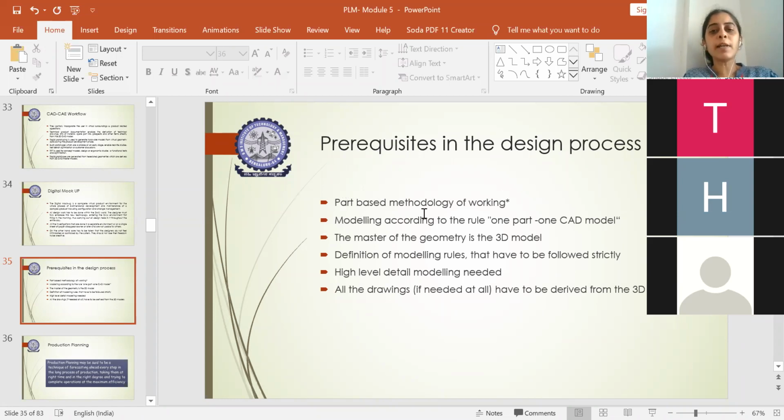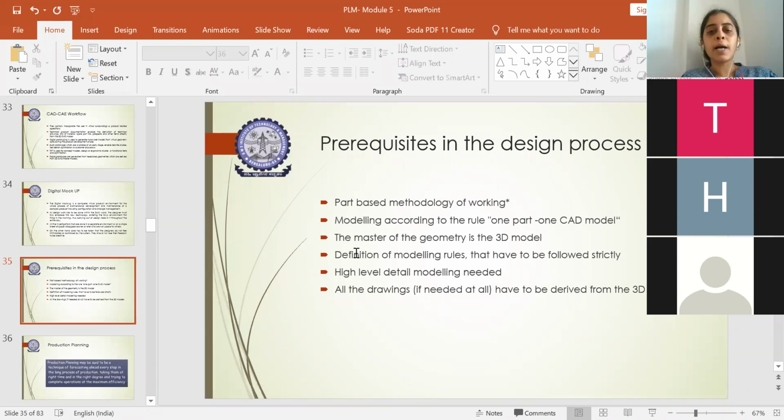Second is modeling according to the rule: one part, one CAD model. Even this is necessary. It's not like for a single part you have more than one CAD model. If you have one device with 10 parts, you should have only 10 CAD models. You should not have more than one CAD model for a single particular part. So that has to be taken care of.